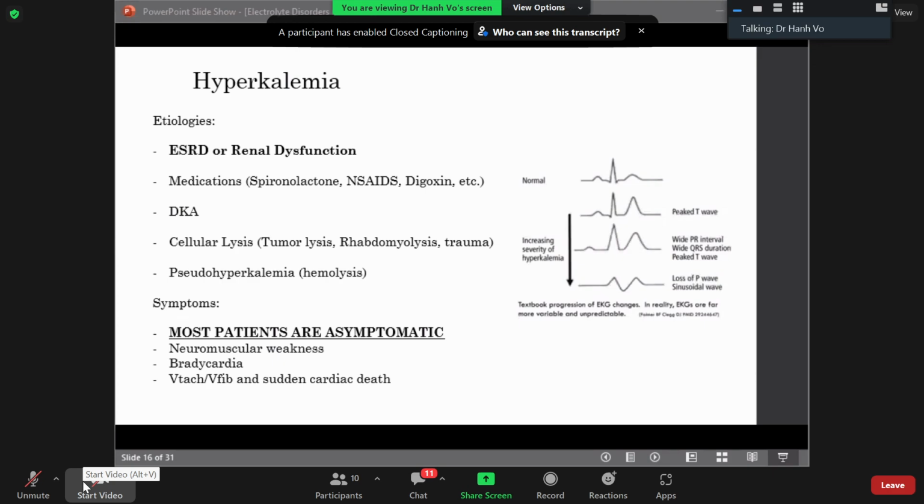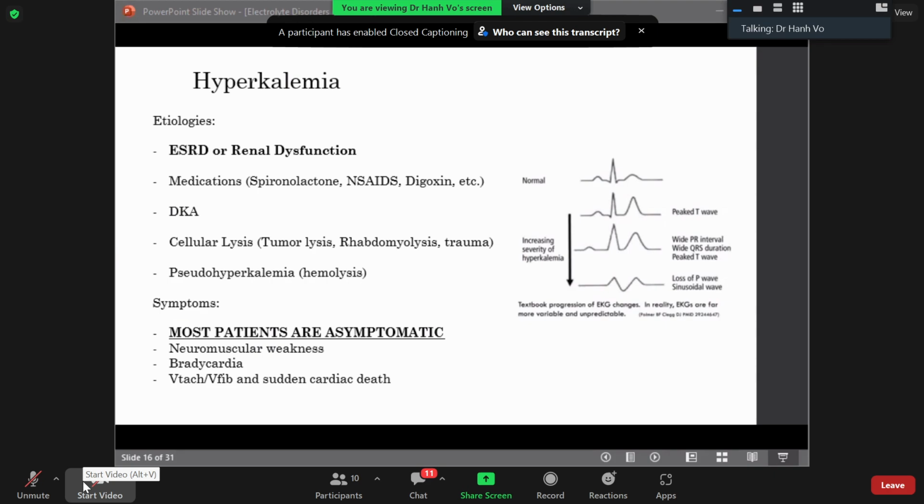So with hyperkalemia, there is too much potassium in the extracellular fluid, generally over 5 mEq per liter. The common causes include renal failure, metabolic acidosis like DKA, or hyperosmolar hyperglycemic state. The use of medications like spironolactone, NSAIDs or digoxin can cause that. And the cause may be tissue breakdown, like in trauma or tumor lysis.